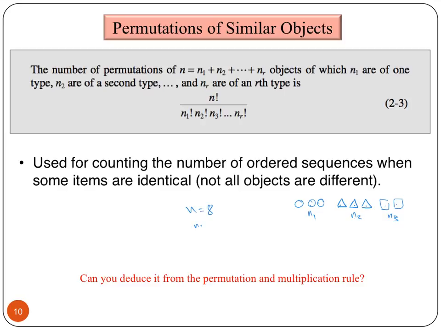n1 is equal to 3, n2 is equal to 3, n3 is equal to 2. And these are similar, these are similar, these are similar. So these are subsets, but the total number of elements is equal to n.